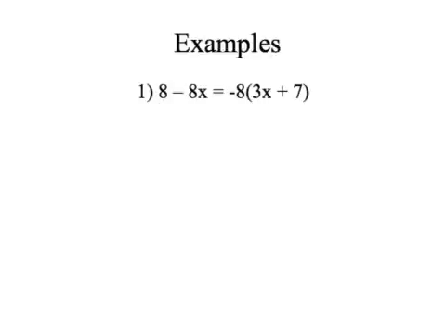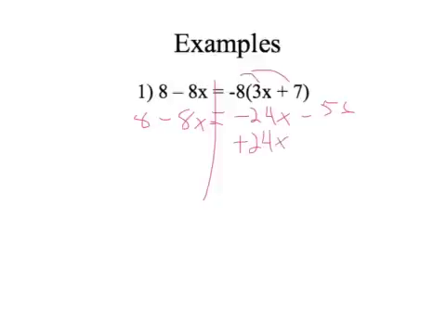So for example, we have the distributive property here we need to take care of. The left side of the equation is going to stay the same, and we're going to distribute. Negative 8 times 3x is negative 24x. Negative 8 times 7 is negative 56. Alright, so there are no like terms on this one, so we go straight to what we did last week with the variables on both sides. So you want to add 24x to both sides.